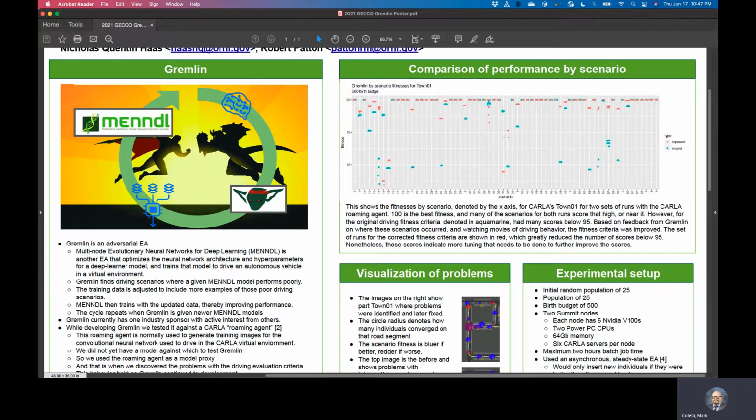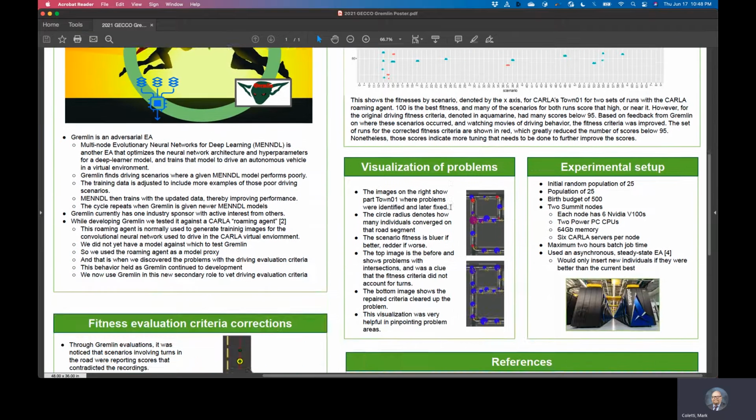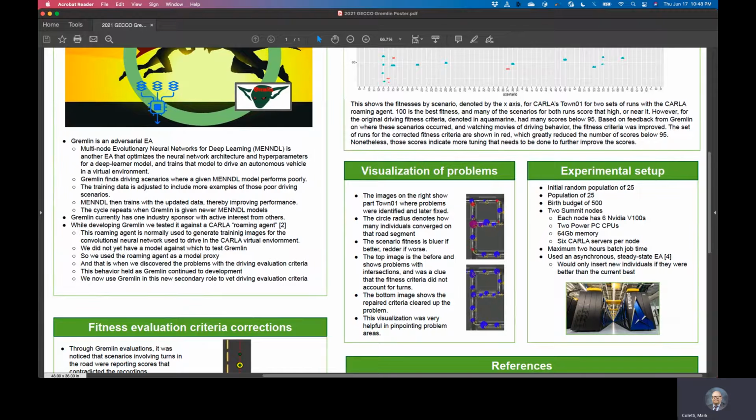So what we found by accident is that Gremlin had a secondary purpose, that it could also be used to troubleshoot our fitness criteria. And we've been using it in that way ever since, as a regular standard check anytime we make a change to the fitness criteria or the evaluate autonomous vehicle behavior. So that's our work in a nutshell. We did this on the Summit Supercomputer at ORNL.